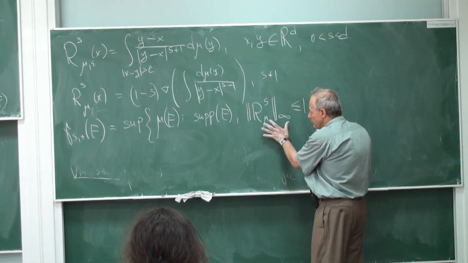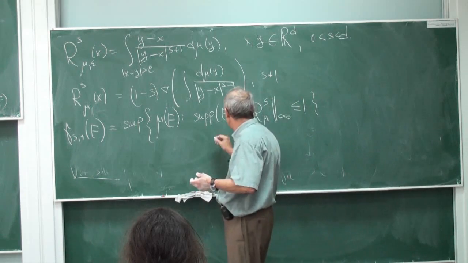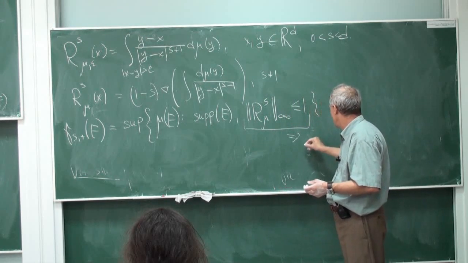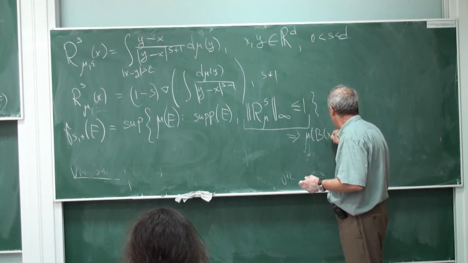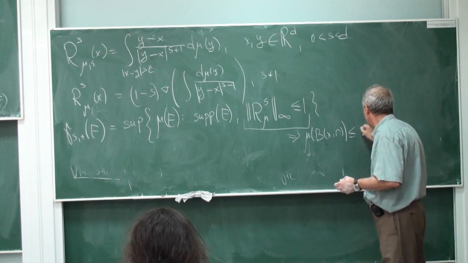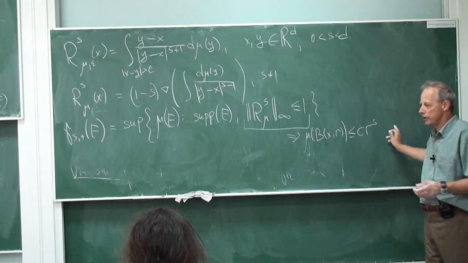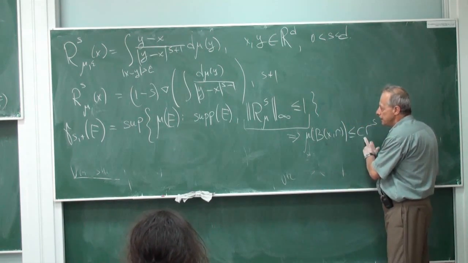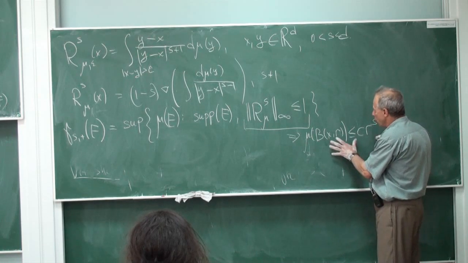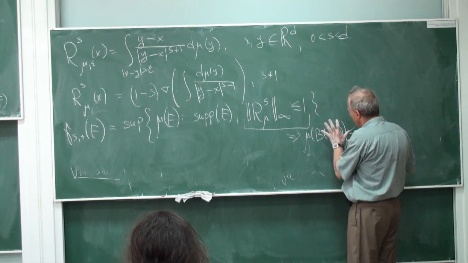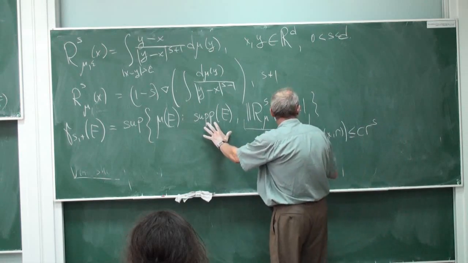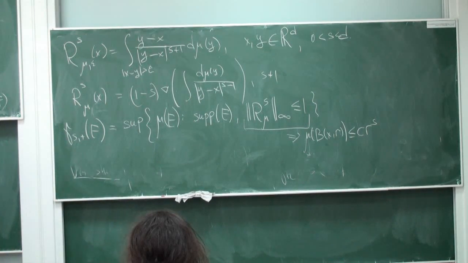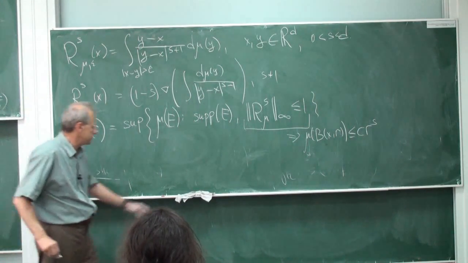In fact, this condition implies the growth. So this condition implies that the measure of the ball is less or equal some constant times r to s, and C depends only on d and s. So we can just add an additional assumption on the growth, and we will get actually essentially the same capacity.